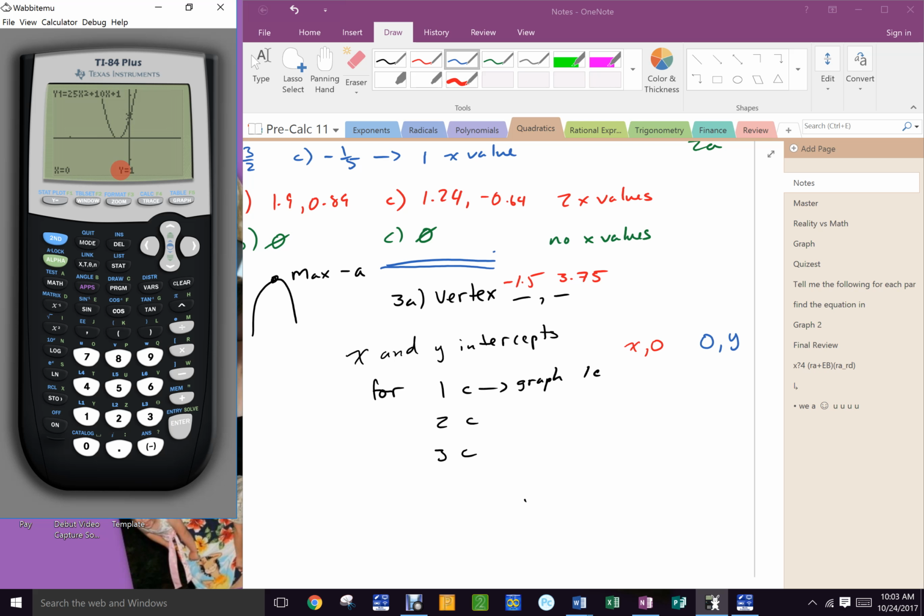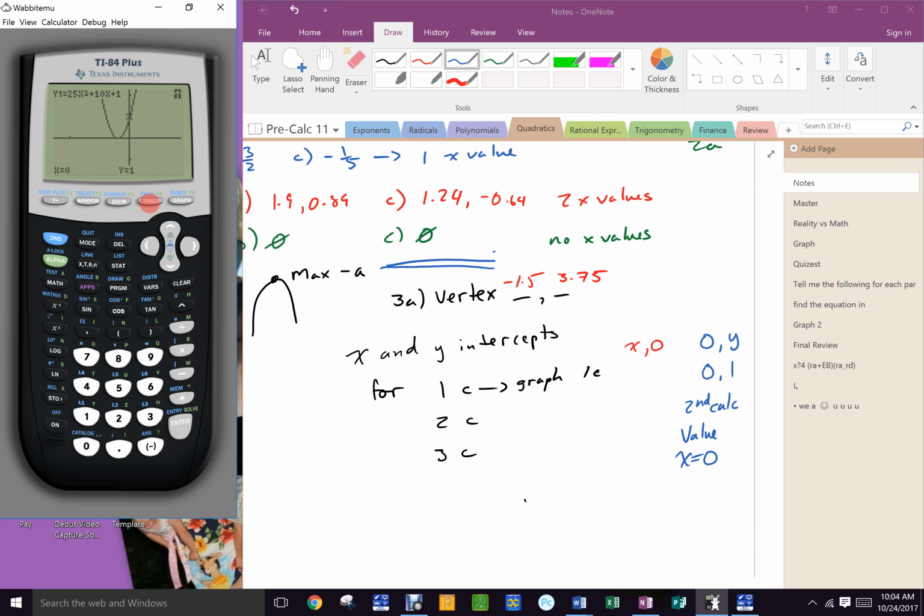Does everybody see how to do it? So the intercept is 0, 1. And how did we find it? Second calc, value, X equals 0. Everybody good? Everyone is good? Okay.